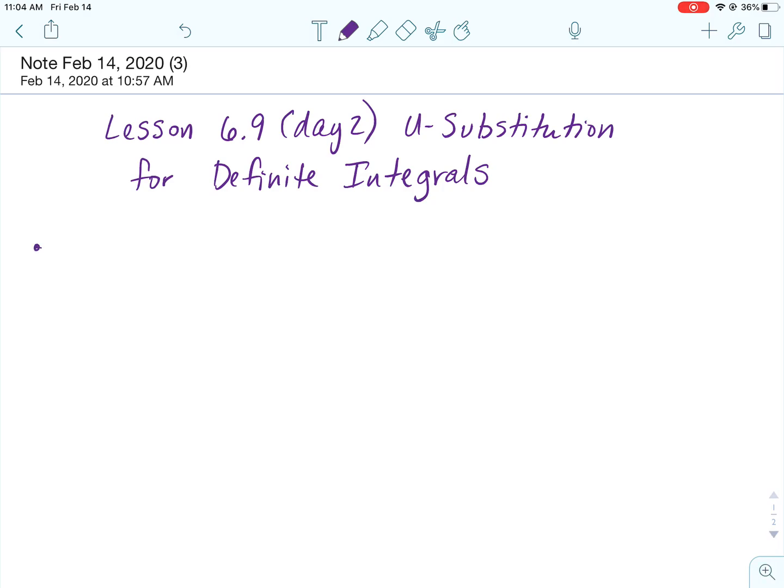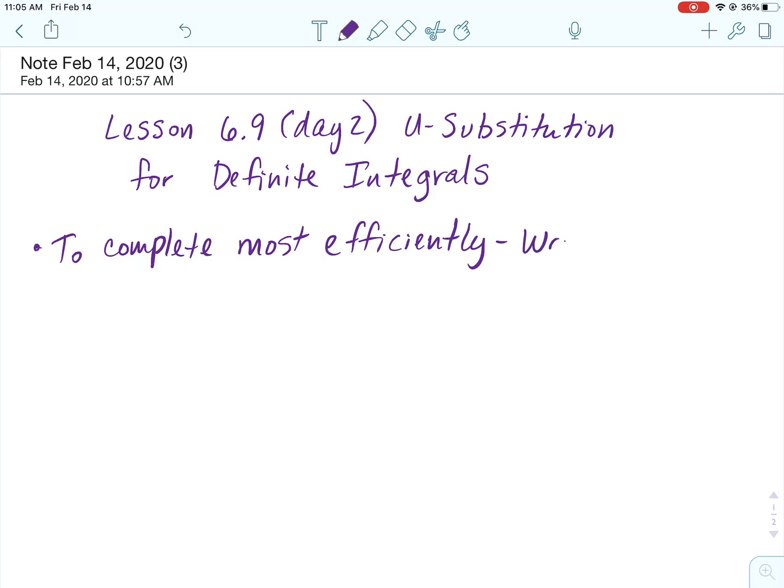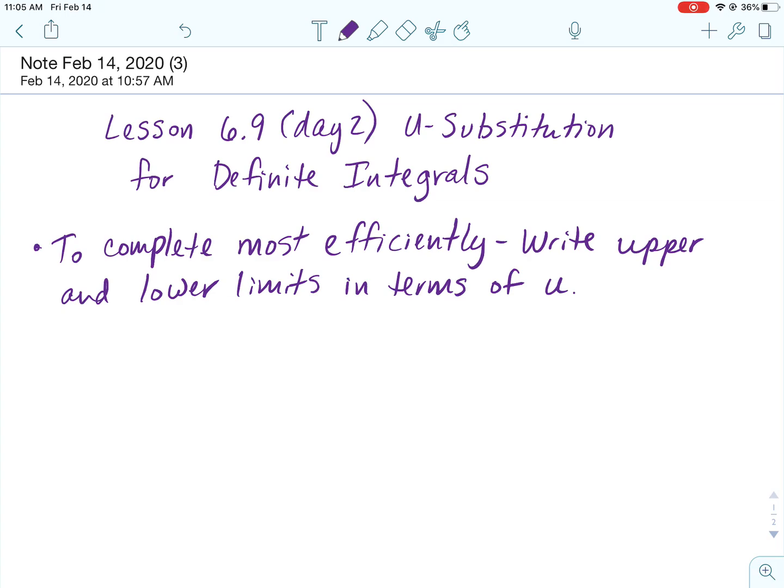All right, so the difference between what we did Wednesday and what we're doing today is kind of like the last step. So to complete it most efficiently, and that's what we want to be, is efficient, I think it's a good idea to write the upper and lower limits in terms of u. Now that will not be a hard step. It'll be like taking the number and squaring and adding 1 to it or something like that. It will not be a hard step. All right, and then if you do that, if you write the upper and lower limits in terms of u, you're also going to leave the antiderivative in terms of u.